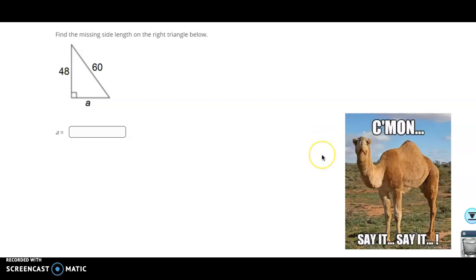Well, here we have, this was kind of a boring problem. It wasn't very jazzy, so I added the camel because it's hump day. So I wanted to say happy hump day.